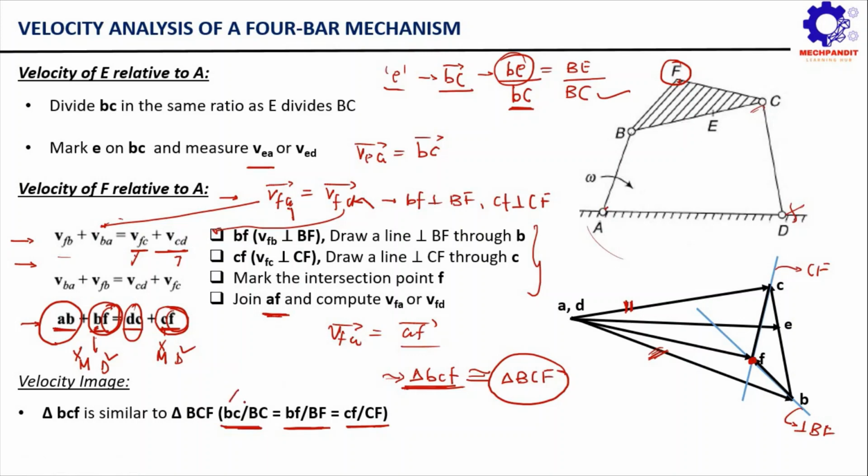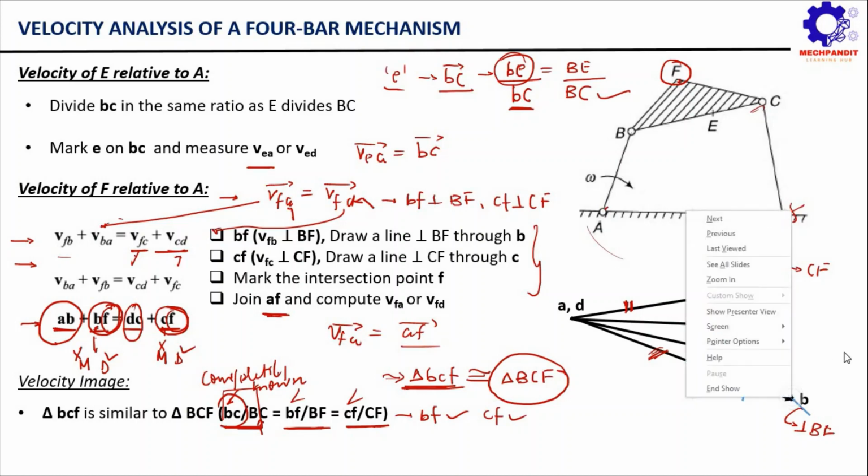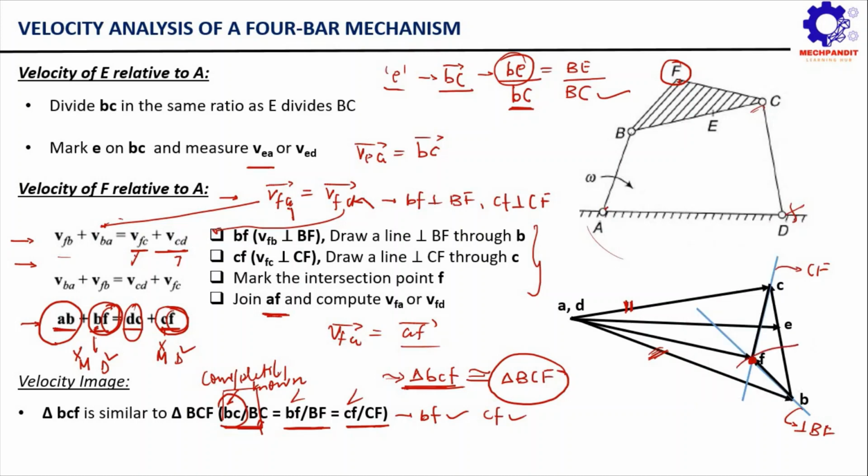Now from here you just calculate the magnitudes of the BF and CF vectors. Why? Because we already know the magnitude of the BC vector from the vector diagram, and the dimension of this side BC is also known to us. So obviously this value will be completely known to us, and from it we can calculate BF and CF. Once you have calculated BF and CF, simply take a compass, keep your compass at point B, and draw an arc somewhere here, right?